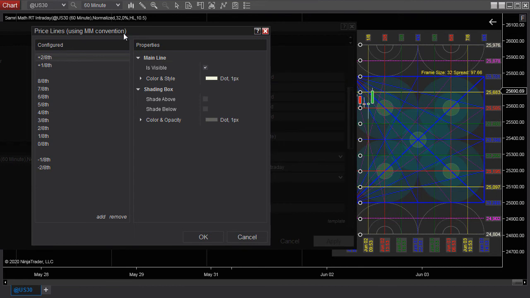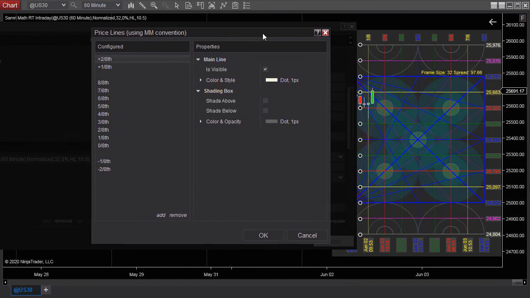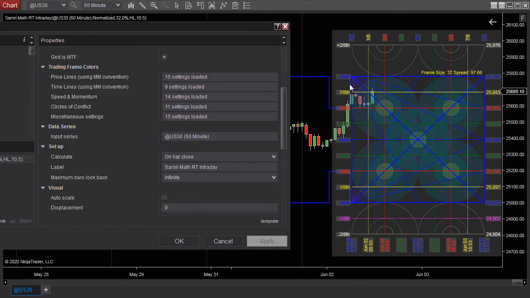So here you have the lines that are enabled. You can turn them off or on. Let's say I want to turn off the plus 1/8. I don't want the plus 1/8. So where it says is visible, I turn it off. So now we have just these lines and we've lost the plus 1/8.